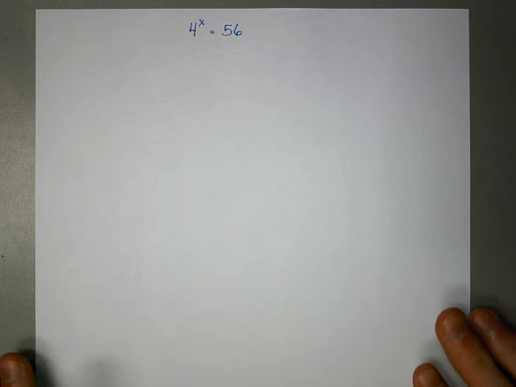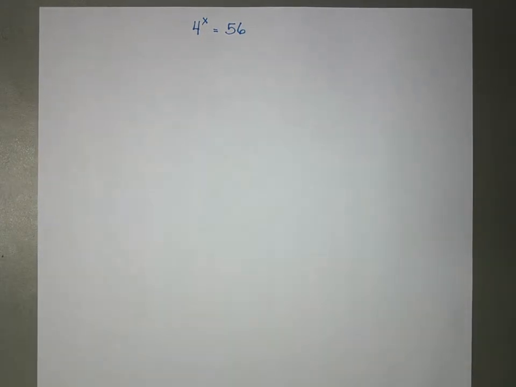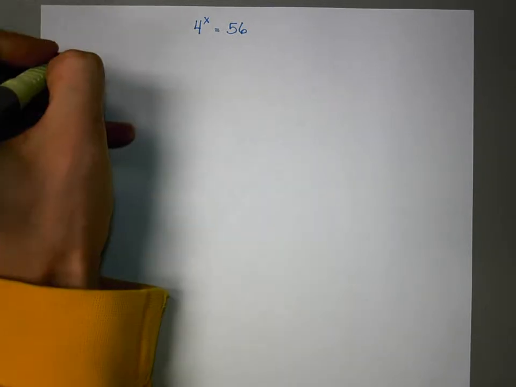So I'm going to show you all these different ways. Don't feel like you've got to use every single one of these ways each time. Just choose the one that works best for you. So here, 4 to the x is equal to 56. The first approach that we could take is we could take the same logarithm to both sides.